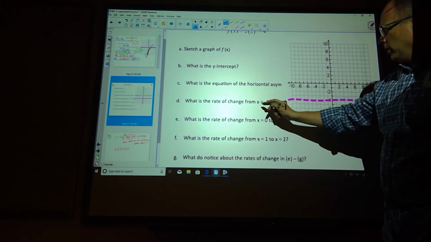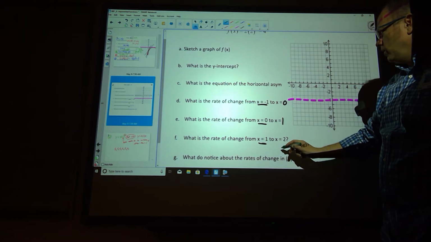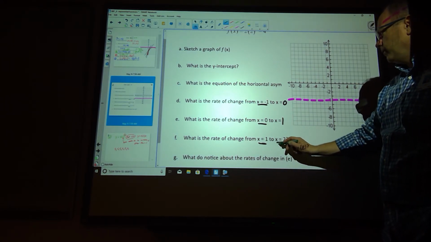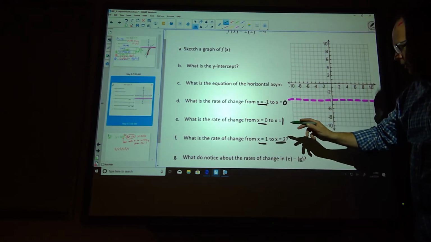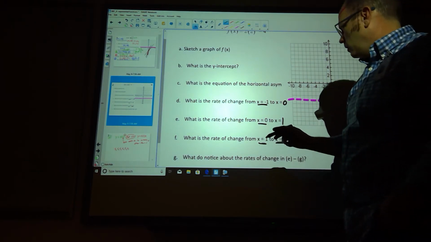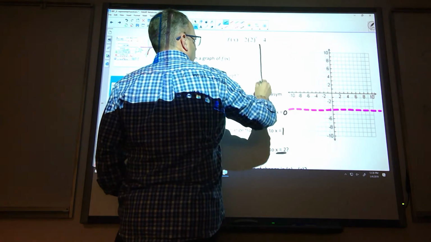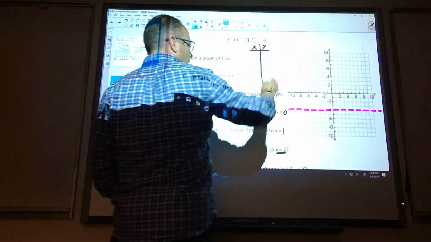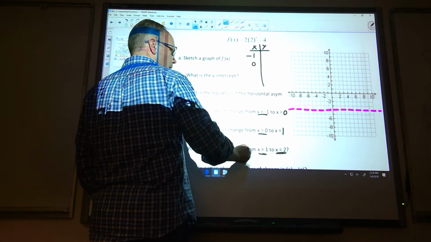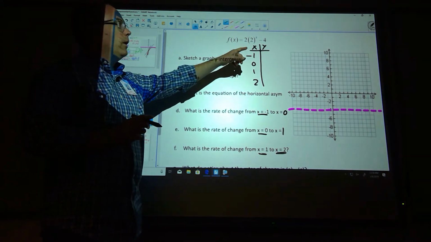So what I'm actually going to do is plug in this value, and this value, and this value. So -1, 0, 1, and 2. Okay? And that way we get some points out of it. All right, so let's just do this even as a t-table. So I'm going to plug in -1, 0, 1, and 2. Is that okay so far? All right, let's walk through it.